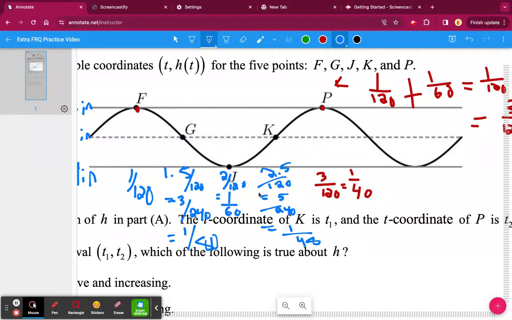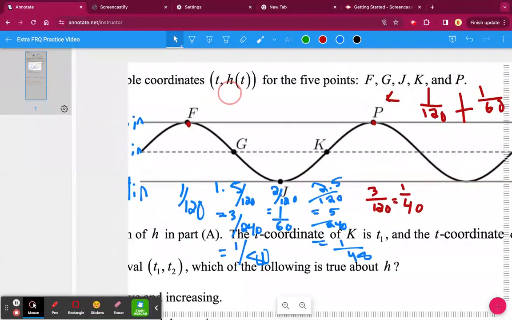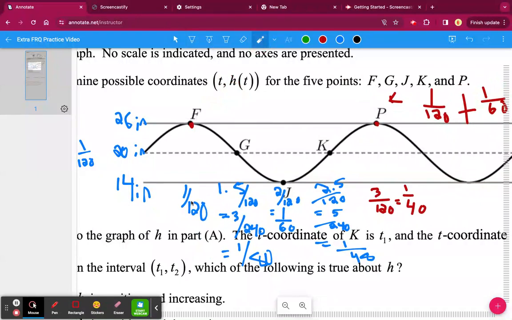Okay, so now that I have my axes labeled, I can go ahead and label my points pretty easy here, because the bottom here, so my x coordinate for F is here, and my y coordinate is here. So from here to here, it's 120, comma 26. G is 1 over 80 and 20.